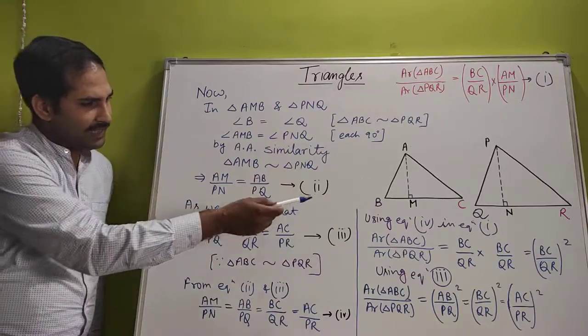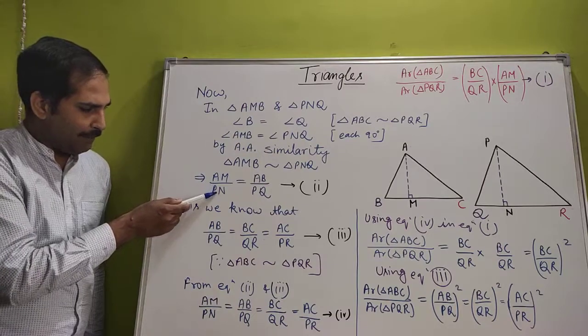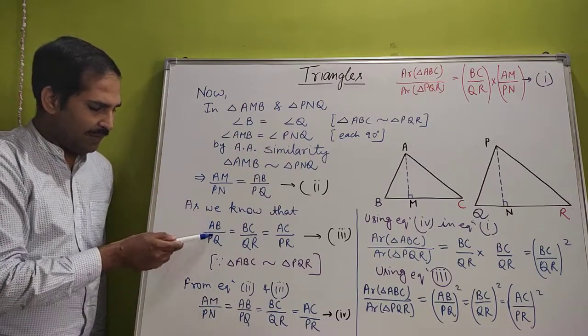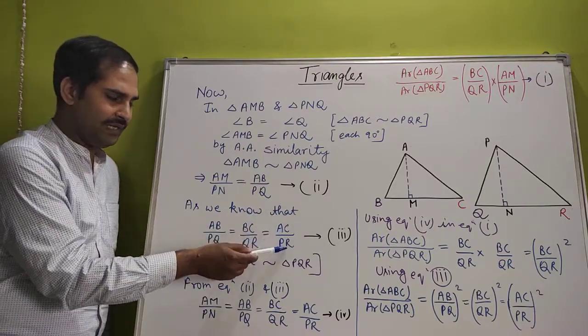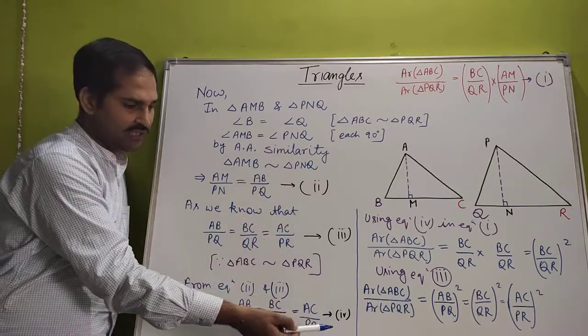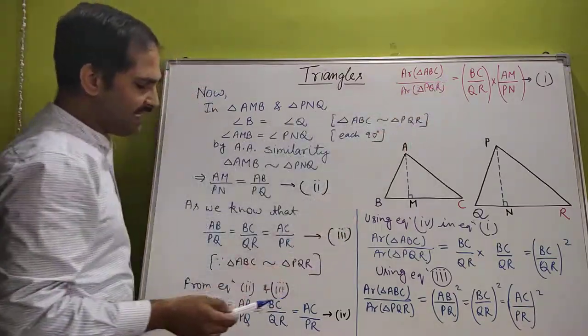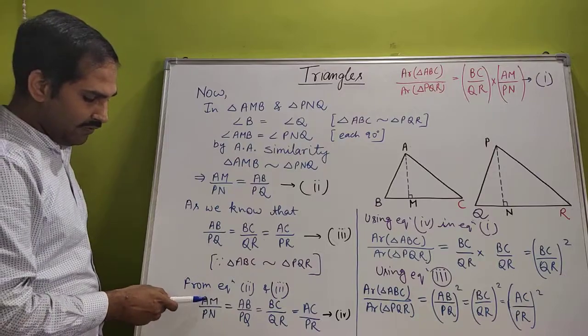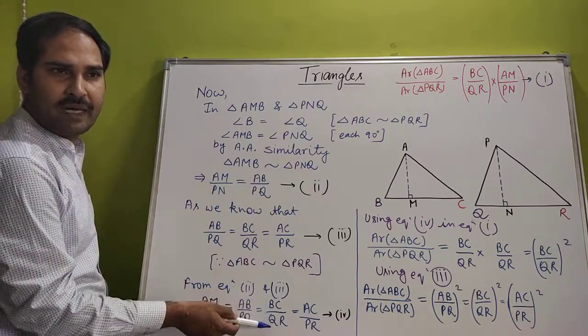Now after comparing equation number 2 and 3, what do we observe? We observe that AM/PN is the same as AB/PQ is the same as BC/QR is the same as AC/PR, and we call this equation number 4. Now using this, we can say AM/PN is equal to AB/PQ, and also equal to BC/QR.